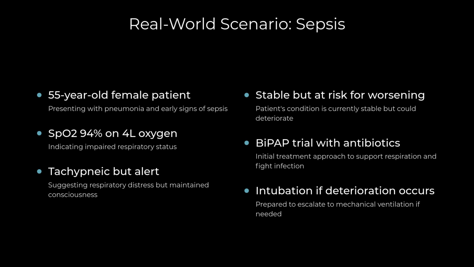A BiPAP trial at 10/5 centimeters H2O can support her breathing while antibiotics and fluids kick in, avoiding intubation if she stabilizes. Monitor vitals. Worsening respiratory rate greater than 30 or hypoxia may necessitate intubation. This approach balances early support with the chance to avoid invasive measures, common in sepsis before full decompensation.